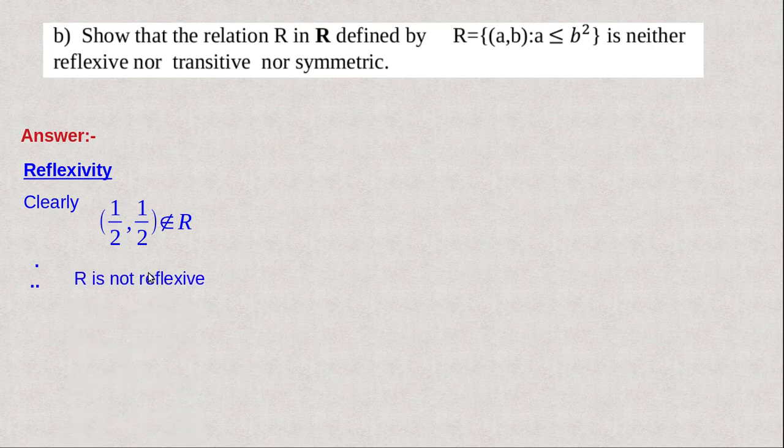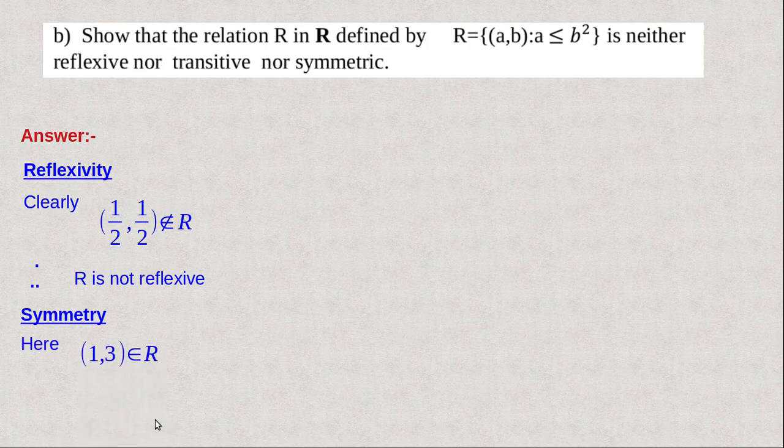You can take not only 1 by 2 but also any real number between 0 and 1: 1 by 3, 1 by 4, 1 by 5, etc. These are all counter examples to disprove the reflexivity of this relation. Clear? Now, next part, symmetry. That is very easy. You can very easily find an example.